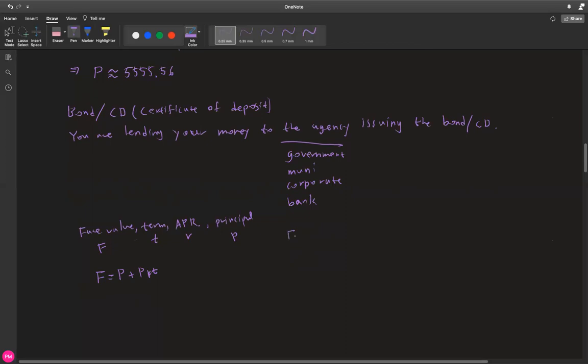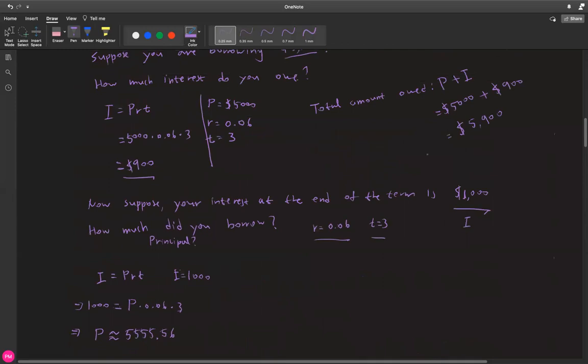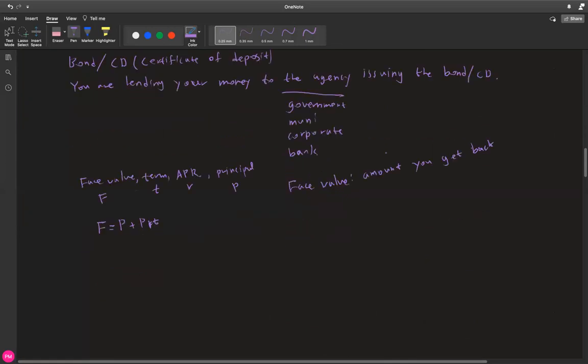So the face value is the amount you get back at the end of the term. It's the same concept as what we previously talked about, how much you owe in total, and it's exactly the same thing, but just has a different name for it.